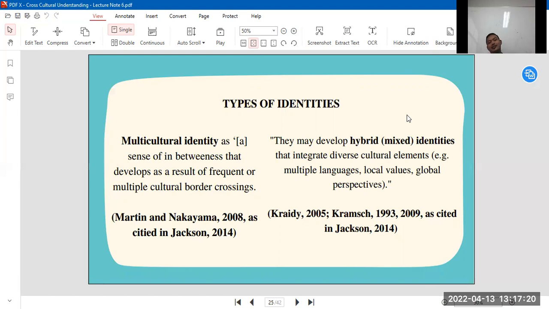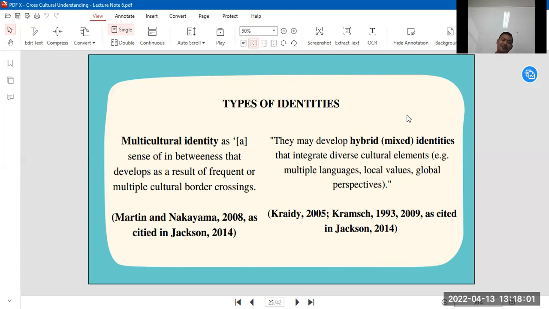Multicultural identities give us a chance to have more identities. We can be in particular situations, and we can be different, right? Here, people may develop hybrid or mixed identities because of this multicultural identity. It is just because they acquire, they learn, they are socialized with different people.